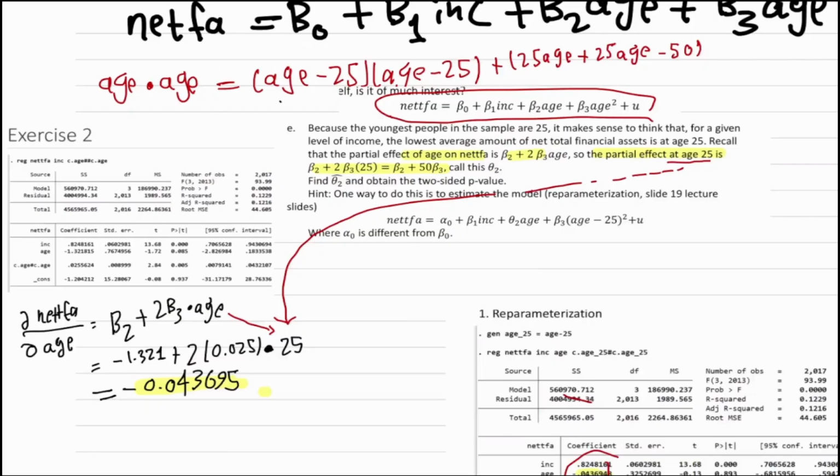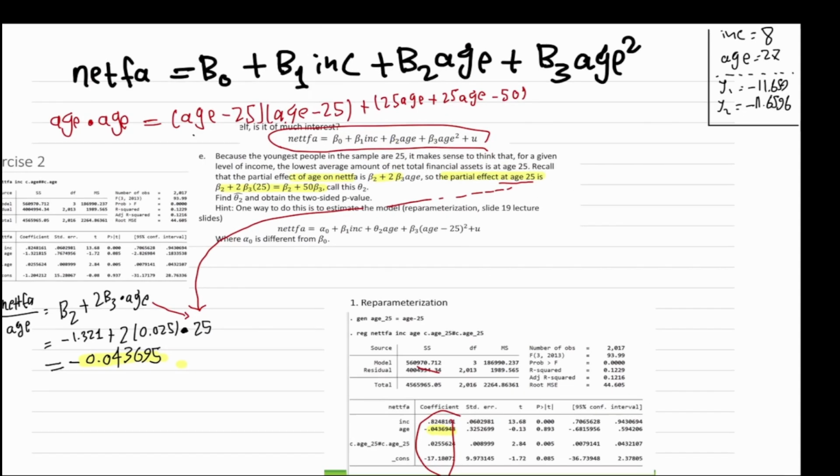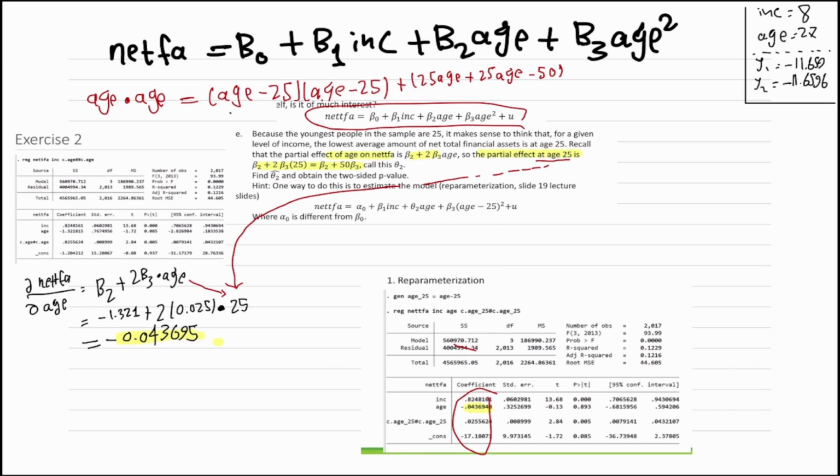And I use the original coefficient of this regression for this equation. And this one we can interpret as: at age 25, if we increase age by 1 unit from 25, we will have a change by the average partial effect, which is minus 0.04369. We will have a decrease.